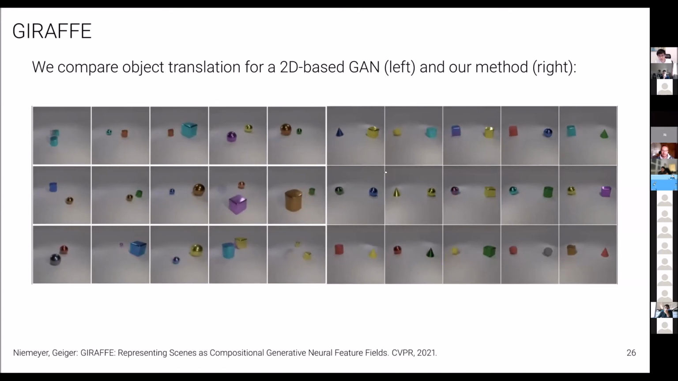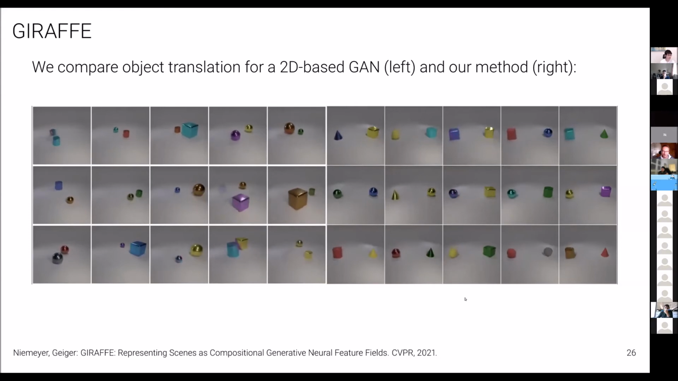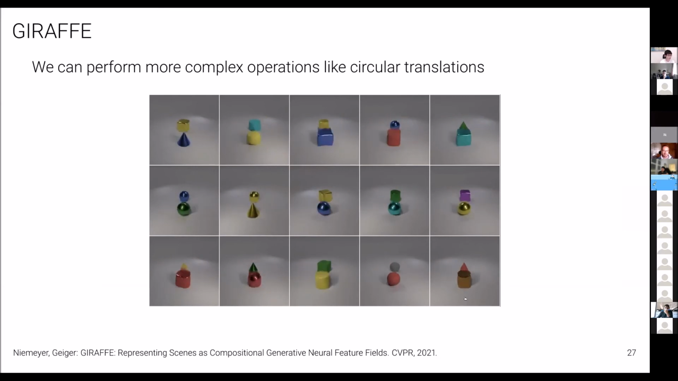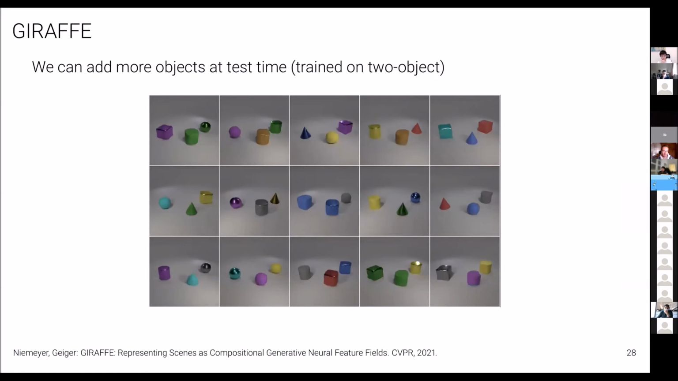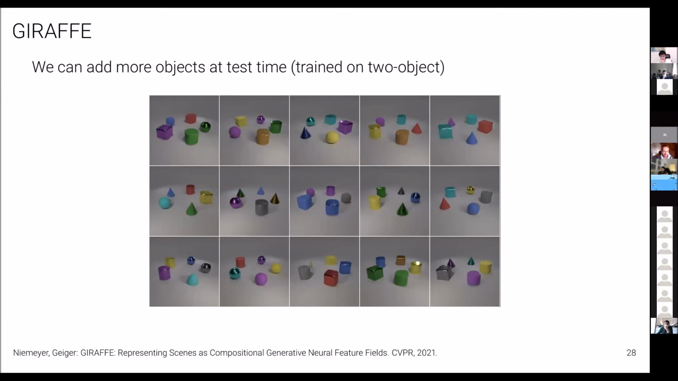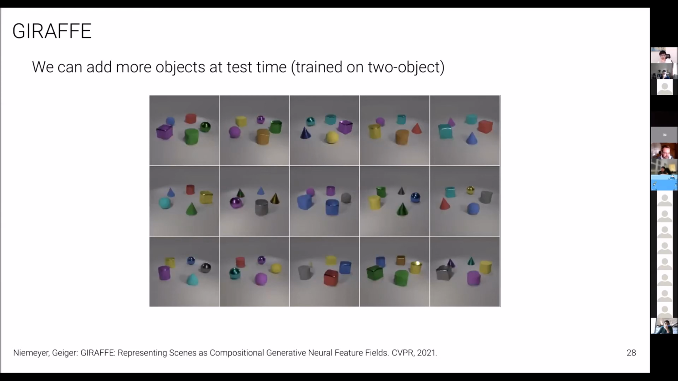On the right, however, you can see that we can individually stage the scene because we have individual object representations available. And so they are consistent. We can also do more complex operations like circular translations, as shown here, which is impossible. So we can't get that level of control with a traditional GAN. We can also add more objects at test time than we had available during training time. This is an example where we trained on 2 object scenes, but then at test time we staged the scene with more objects in it.